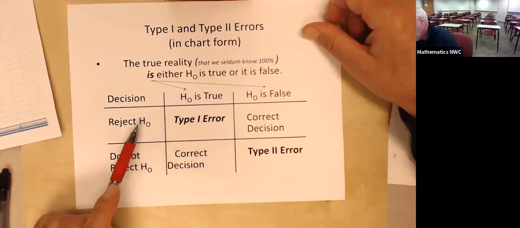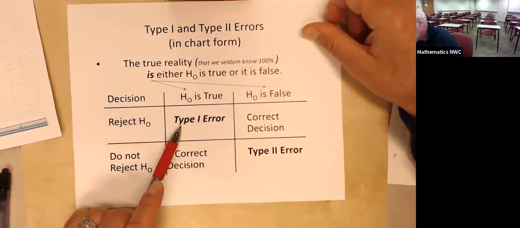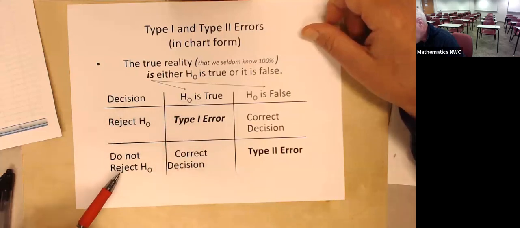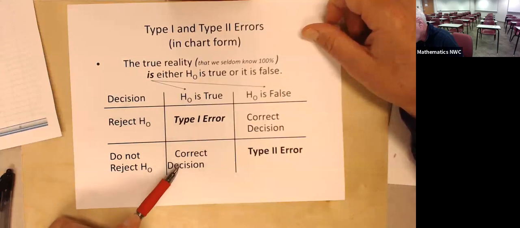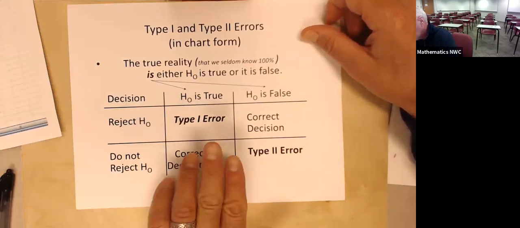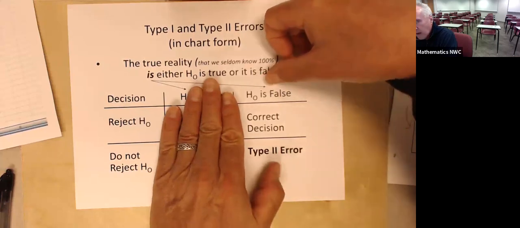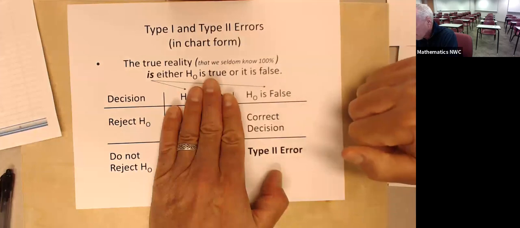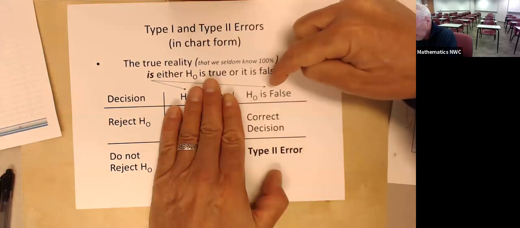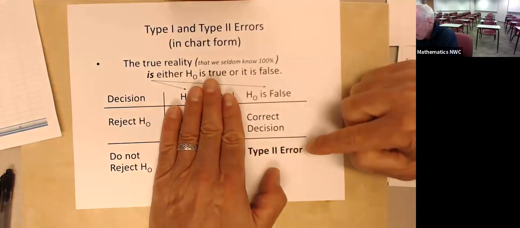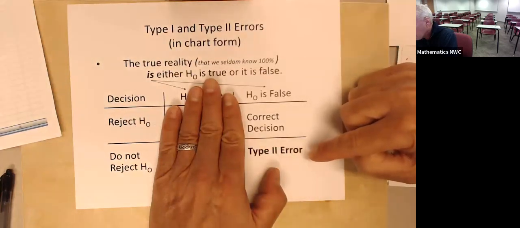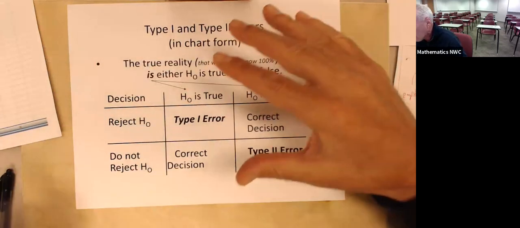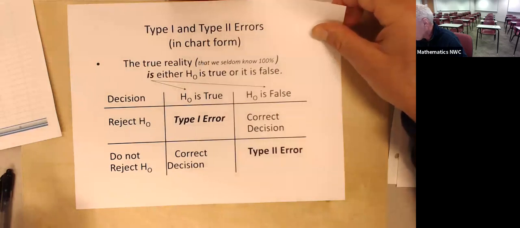If the null was true and I made a decision to reject it, that was a type 1 error. If the null is true and I did not reject the null, it was a correct decision. Cover that one up. If the null is false, my decision was to reject it, that was a correct decision. If the null is false and I did not reject it, that was a mistake. We call that one a type 2 error. Again, because these are mistaken so often, I'm hammering this as much as I possibly can.